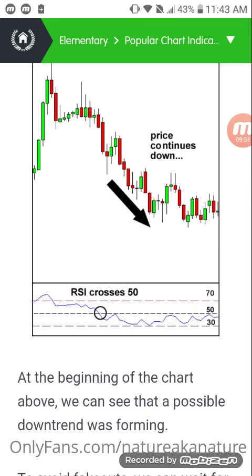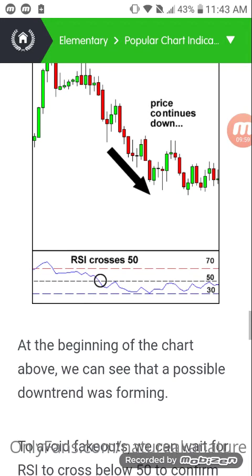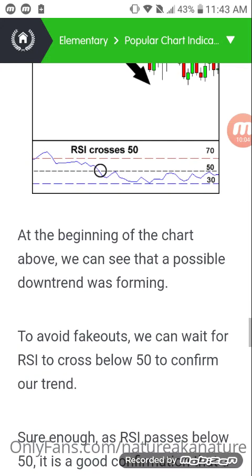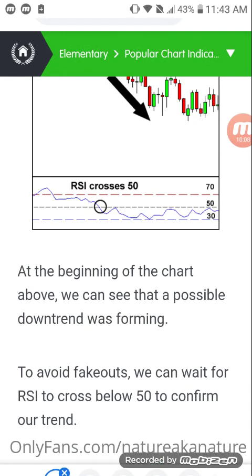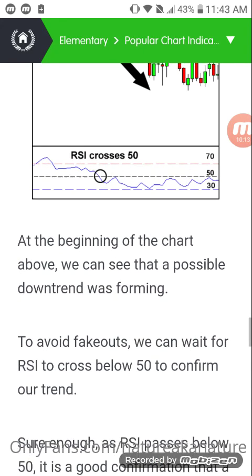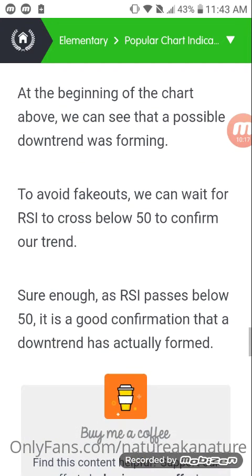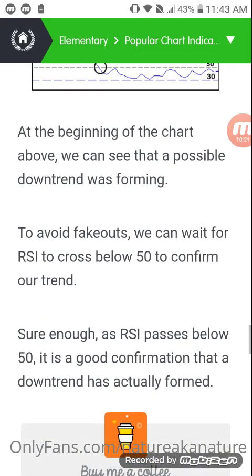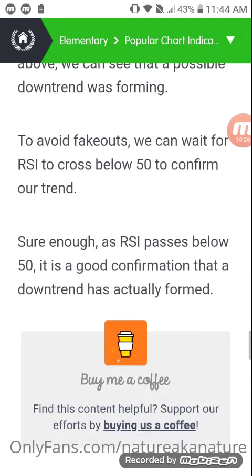Once it crossed the 50 line, this lets you know to get in for sales as price continues heading back down. To avoid fake-outs, you wait for the RSI to cross below the 50 to actually confirm that the market is in a downtrend. Sure enough, the RSI passes below the 50. It's a good confirmation that it's in a downtrend, and the downtrend has actually formed once it crosses the 50.